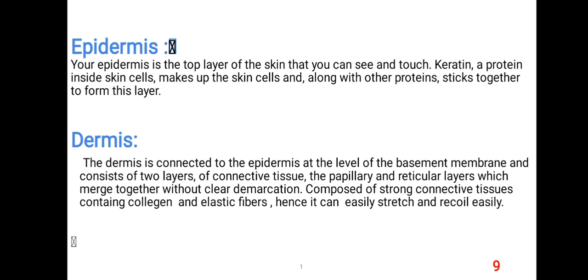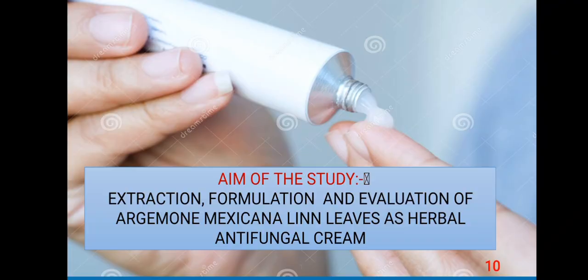Keratin, a protein inside skin cells, makes up the skin cells and along with other proteins sticks together to form this layer. Dermis. The dermis is connected to the epidermis at the level of the basement membrane and consists of two layers of connective tissues, the papillary and the reticular layer, which merge together without clear demarcation, composed of strong connective tissue containing collagen and elastic fibers. Hence, it can stretch and recoil easily.